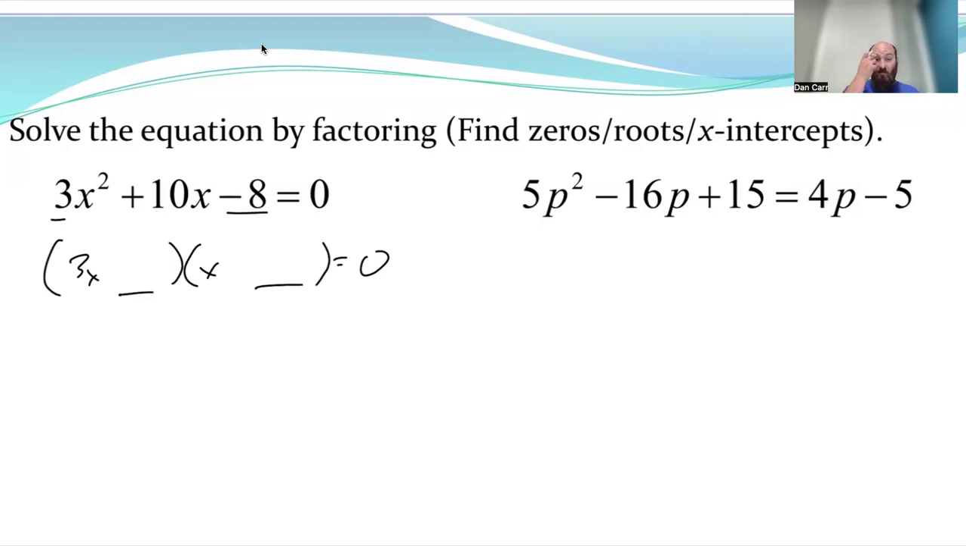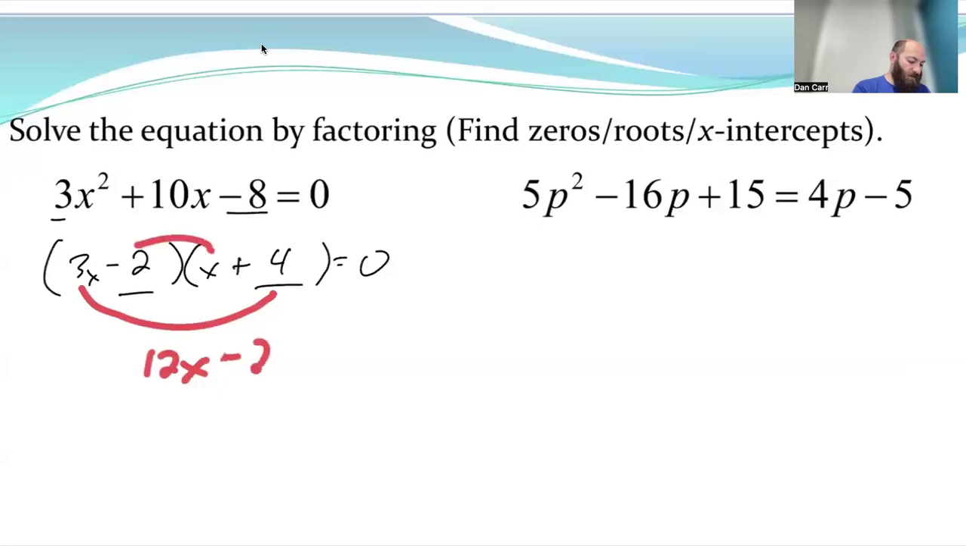So one positive, one negative. I have plus 10 in the middle, so I think it's going to be a plus right here and a minus here. Then I look at my options. It should be a positive 4 and a negative 2, because when I multiply that out, that is a positive 12x minus 2x, and that gives me 10x.